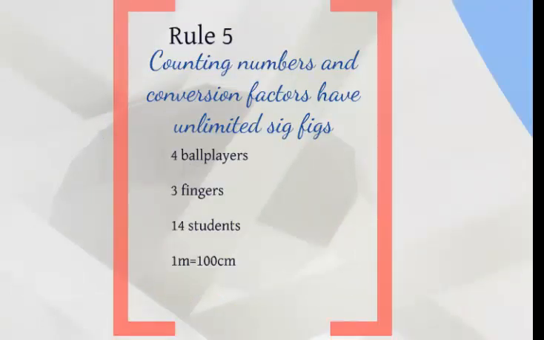And then rule 5 says counting numbers and conversion factors have unlimited sig figs. So if you're counting something like ball players or fingers or students in a classroom, you can't have partial numbers of those. So they have what we say is unlimited sig figs. And conversion factors are the same. You have 1 meter is equal to 100 centimeters, unlimited sig figs in these kinds of numbers.